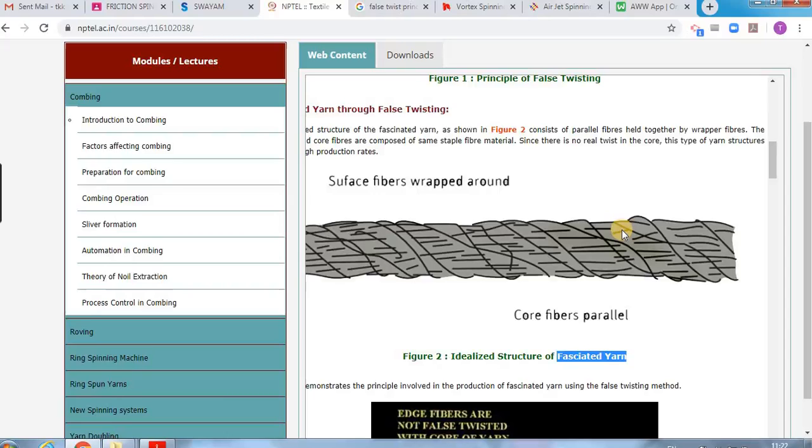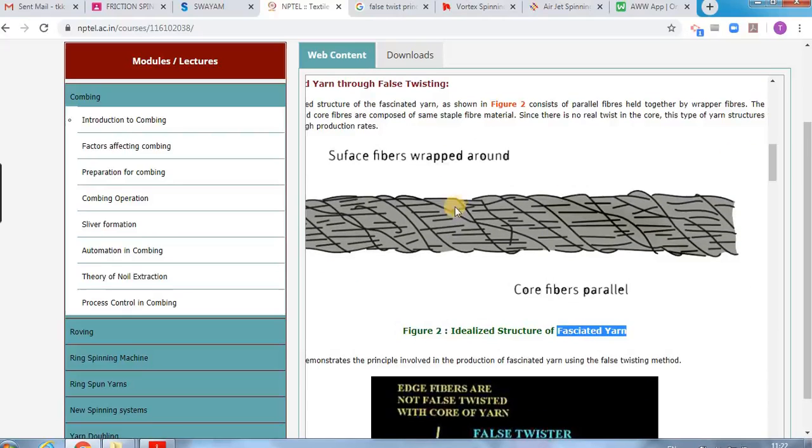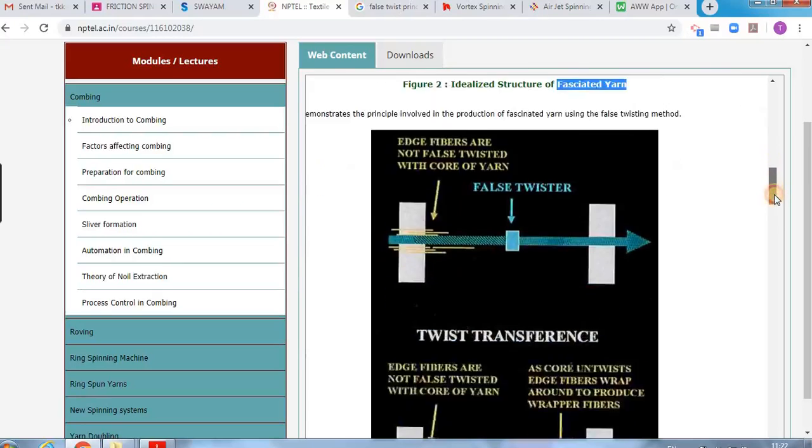The yarns produced under the false twist principle are called fasciated yarns. We have core parallel fibers and edge wrapper fibers, right? So you may come to the conclusion that here the yarn is produced by means of wrapper fibers or edge fibers, because as far as the principle is concerned, the output yarn does not have any twist. But I cannot make a yarn without a twist. So I am going to introduce some amount of edge fibers or wrapper fibers to hold the parallel fibers. So that is how the yarn will be produced in the false twist principle, right?